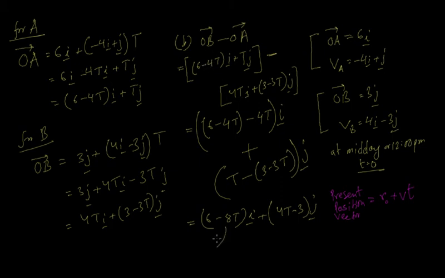So if I correct this very quickly, since I made a mistake here, I took OA first and OB later, but it should have been OB minus OA. That's why it is reversed. So let me correct this very quickly. 8t minus 6 i plus 3 minus 4t j. Okay, so this is the answer that we have to prove.